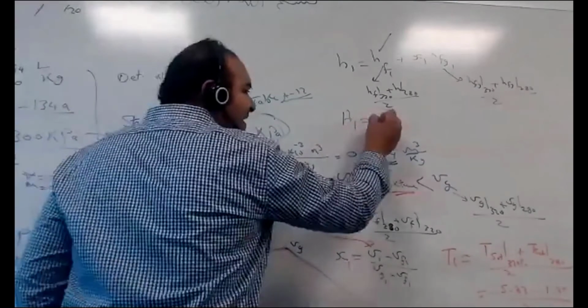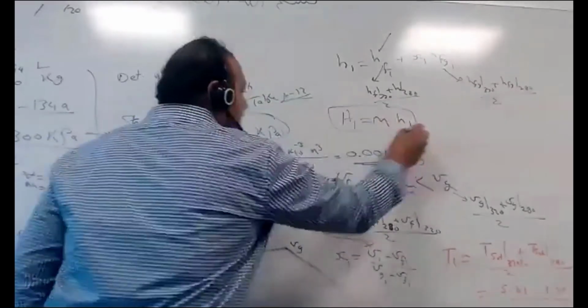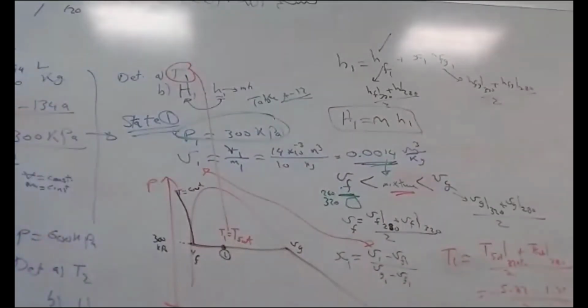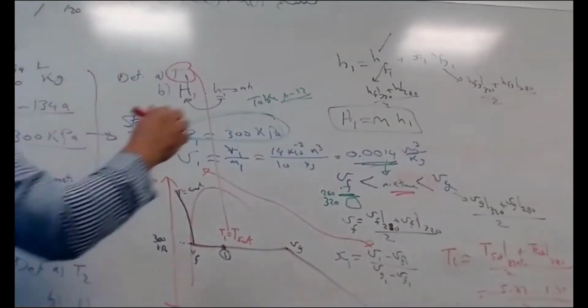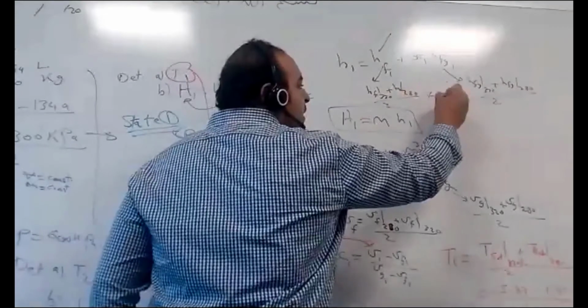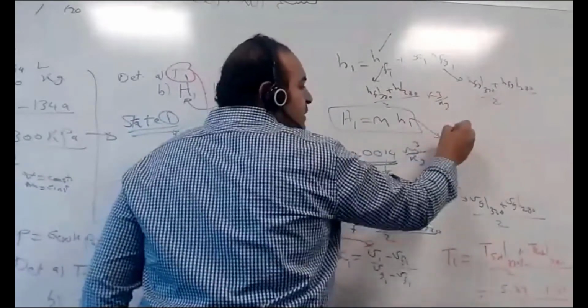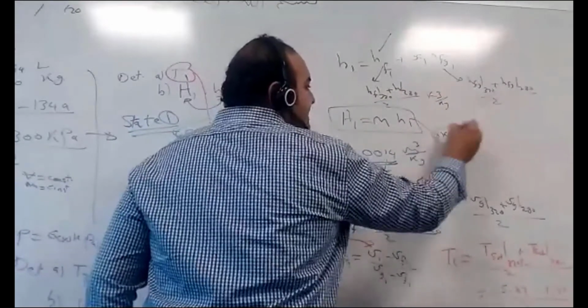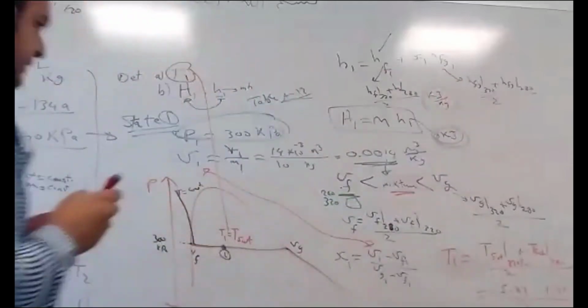Mass times specific, and you have the mass multiplied by 10 kilograms. It became, here it was kilojoule per kilogram, here it became kilojoule. This is the extensive, and this is the intensive property.